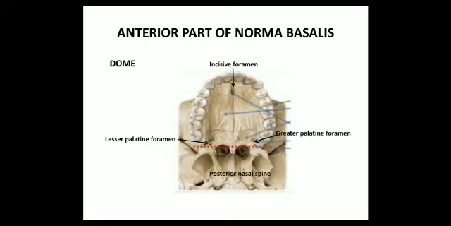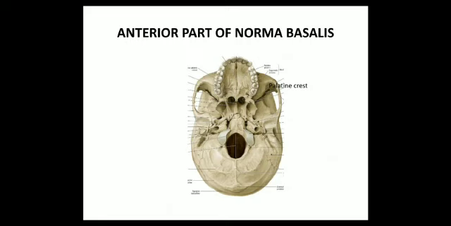The posterior border of the hard palate is free and it presents the posterior nasal spine in the median plane. And the palatine crest is a curved ridge near the posterior border. It begins behind the greater palatine foramen and runs medially.